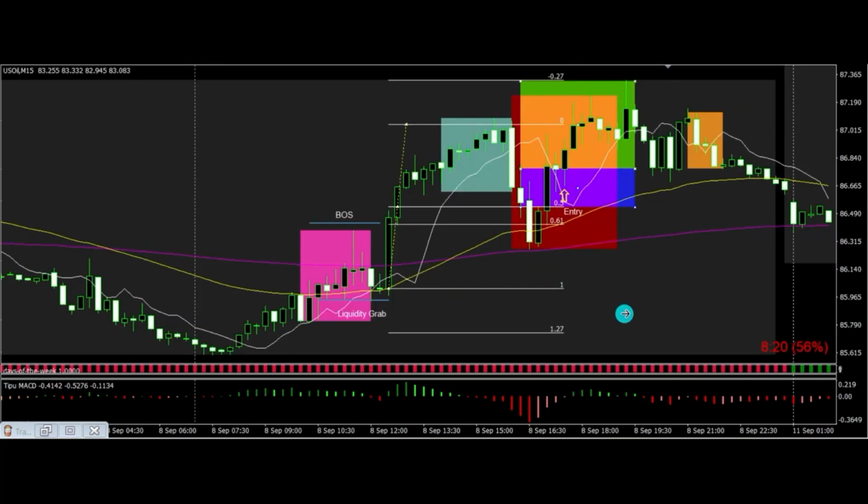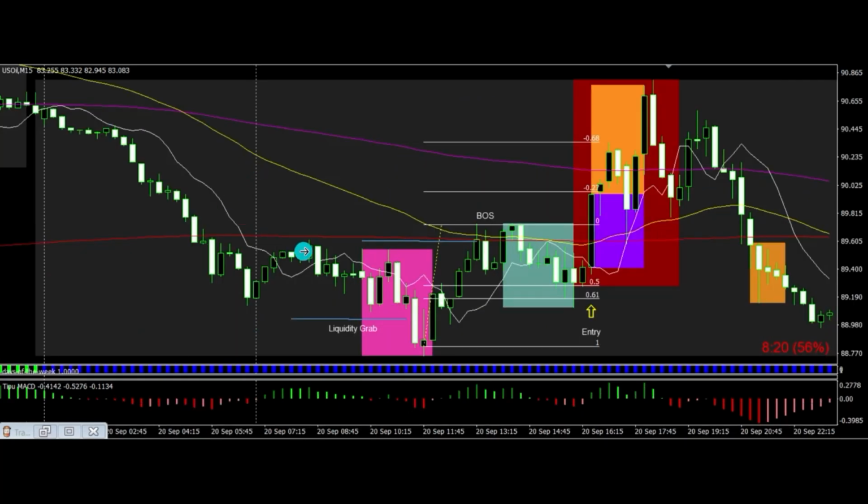This buy trade also happened during the New York session. There was a liquidity grab during London, a break of structure, price retraced back to the 50%, then crossed the 4 EMA. Your entry was here, and again, you put your stop loss below the 4 EMA. Price reached the 1.27, and you got 2 times your risk.